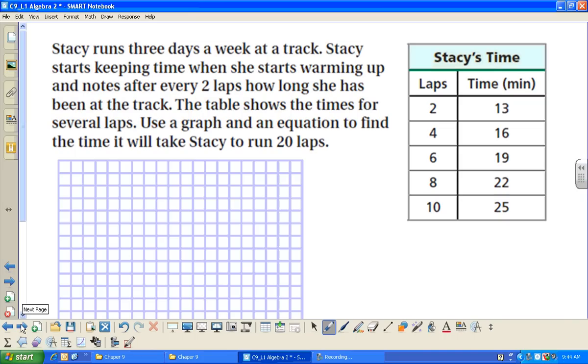My next question, Stacy runs 3 days a week at a track. Stacy starts keeping time when she starts warming up and notes after every 2 laps how long she has been at the track. The table shows the times for several laps. We have to graph and write an equation to find the time it will take Stacy to run 20 laps. Typically, time is going to be your x, but when they give you a table like this, my x is going to be my laps, and my time is going to be my y.